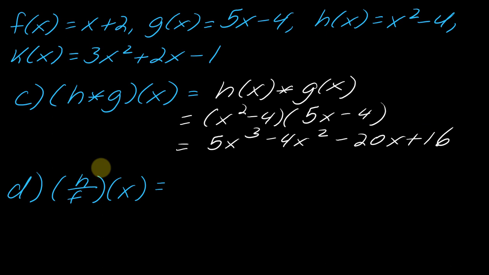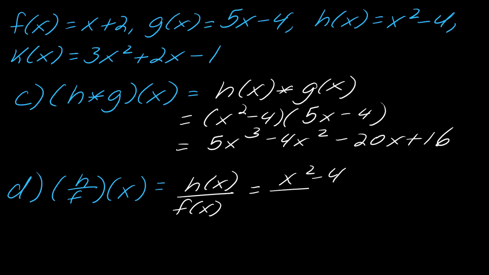Okay, now what about h over f of x? Same idea. Maybe pause, see if you can do it all the way. Hit play when you're ready. So I need to take h of x over f of x. So if I do that, that's x squared minus 4 over x plus 2.